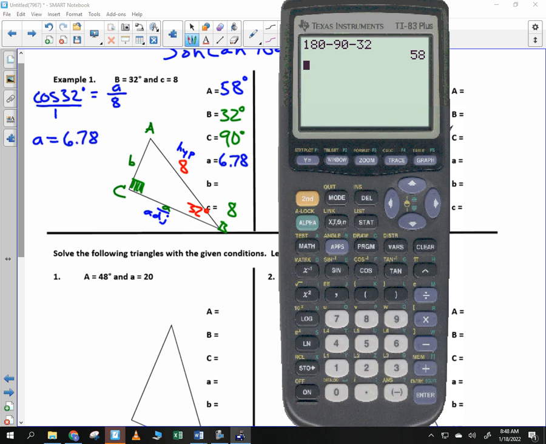Suppose that you would like to find side B. You know two other sides of the triangle. What can you use if you're working with a right triangle and you have two sides? Pythagorean theorem. A squared plus B squared is C squared. So we have 6.78 squared plus B squared is equal to C squared, which is 8 squared. That's what I'm going to use to solve B.